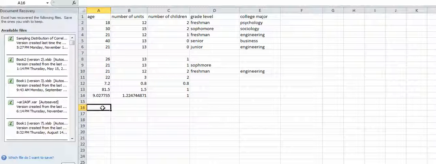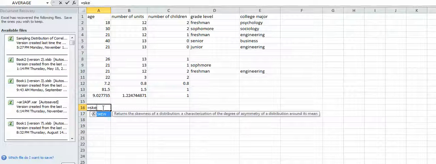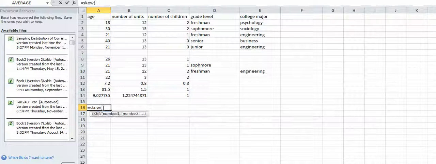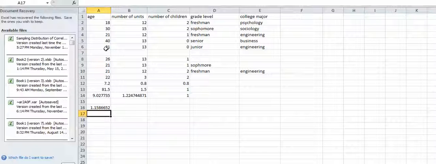So what I can do here is type in equals SKEW, then I highlight the age column, I close the parentheses, and I get the skewness of the age column, and it's 1.15, which is a positive skewness.